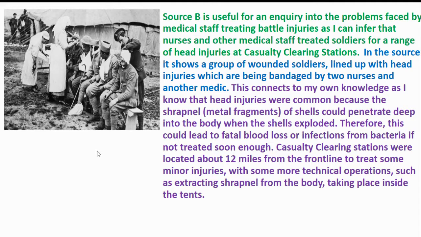Okay, so in purple I've said this connects to my own knowledge, as I know that head injuries were common because the shrapnel of shells could penetrate deep into the body when the shells exploded. Therefore, this could lead to fatal blood loss or infections from bacteria if they were not treated soon enough. Casualty clearing stations were located about 12 miles from the front line to treat some minor injuries, with some more technical operations such as extracting shrapnel from the body taking place inside tents.